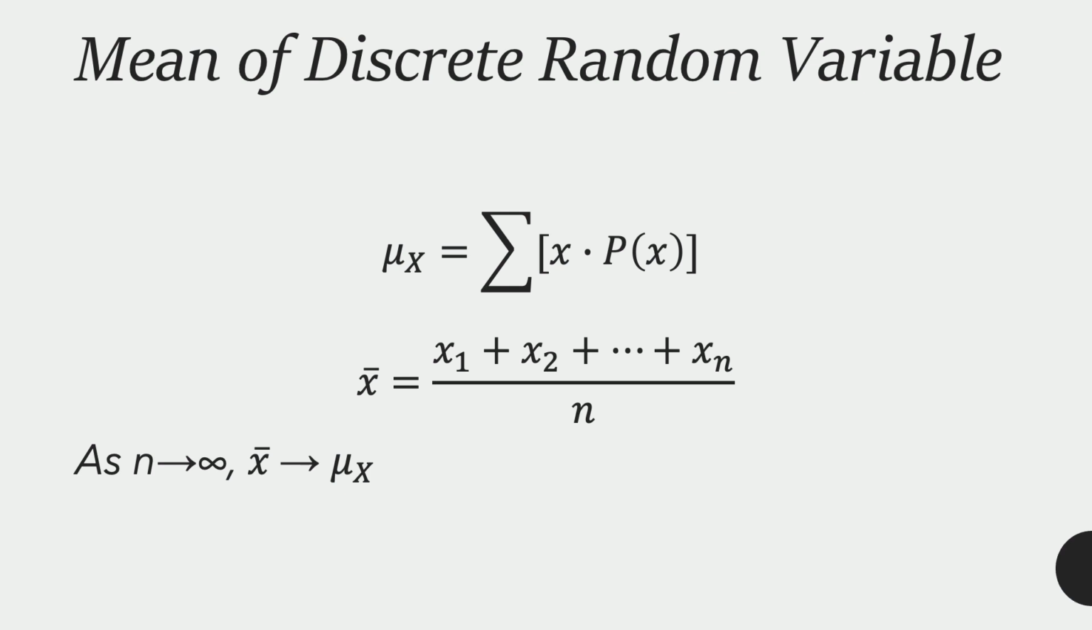Now, x bar is what you've gotten through your experiments, and that would be just adding up all the values of your n observations and then dividing by n. Now, as your n, that's your number of trials, experiments, whatever, as that number gets bigger and approaches infinity, your x bar should be approaching the actual mu sub x value.